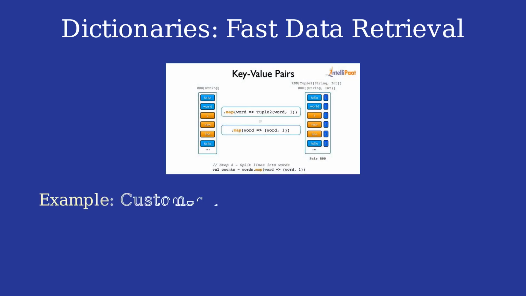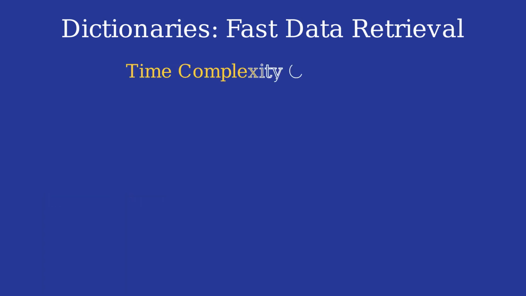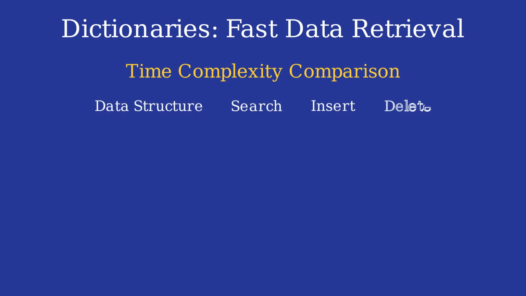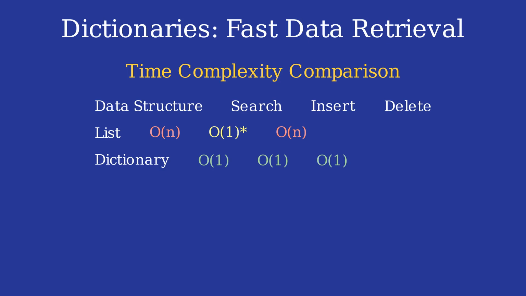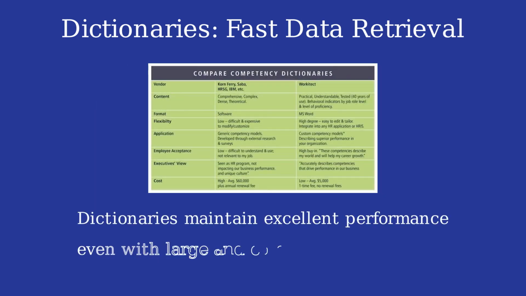Consider a real-world example: a customer database with millions of records. A dictionary can retrieve a specific customer's data instantly using their unique ID. When comparing time complexity, dictionaries outperform lists for search, insert, and delete operations. While lists require linear time for searching and deletion, dictionaries perform these operations in constant time. Even with large and complex datasets, dictionaries maintain their excellent performance. This makes them indispensable for applications where speed is crucial, such as in data processing, caching, and API responses.